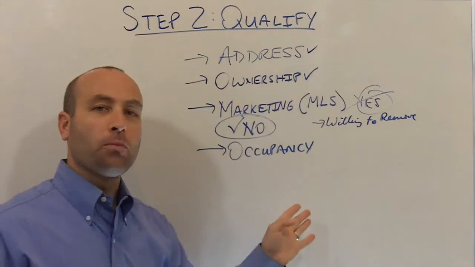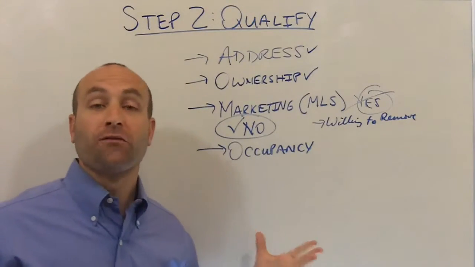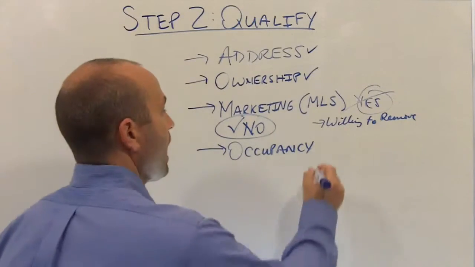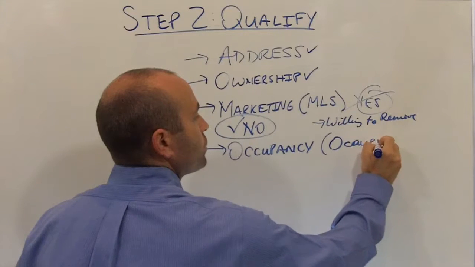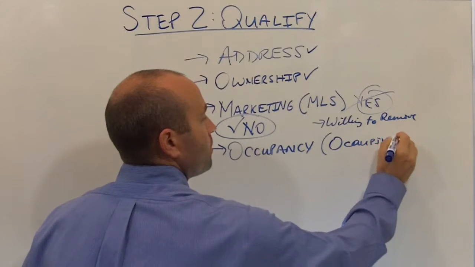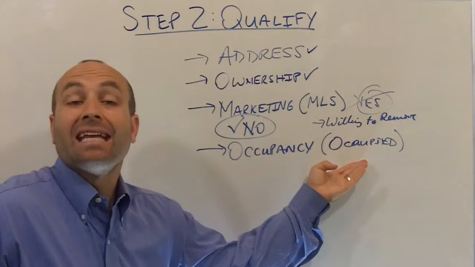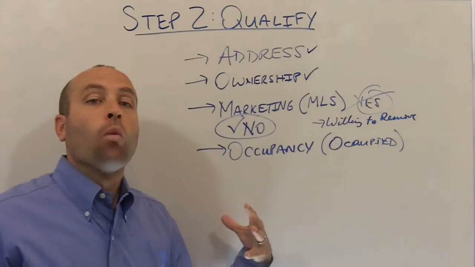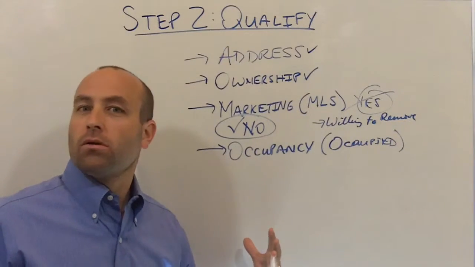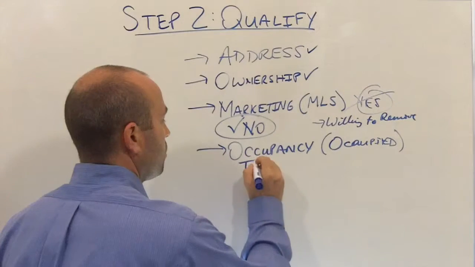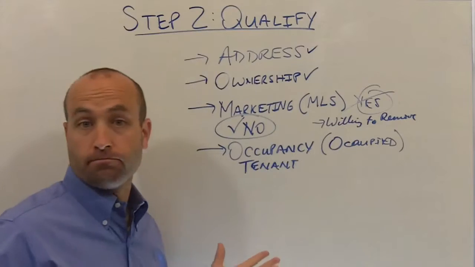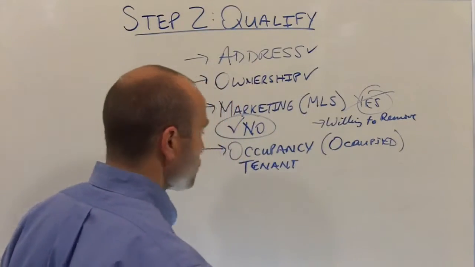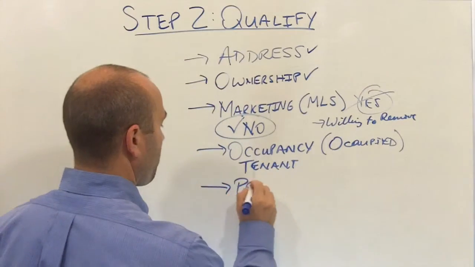Whether it's vacant or occupied is not a problem. It's just information you need to know. Okay? And so if it is occupied, then the next question is, who's occupying it? Is it a tenant? And if it is a tenant, when is their lease due? So if it's a tenant, then you just need to know a little bit more about that tenant and their situation. Okay? Pretty simple.